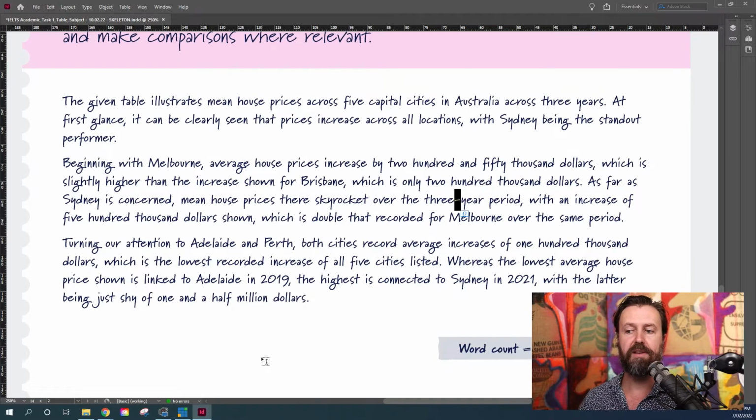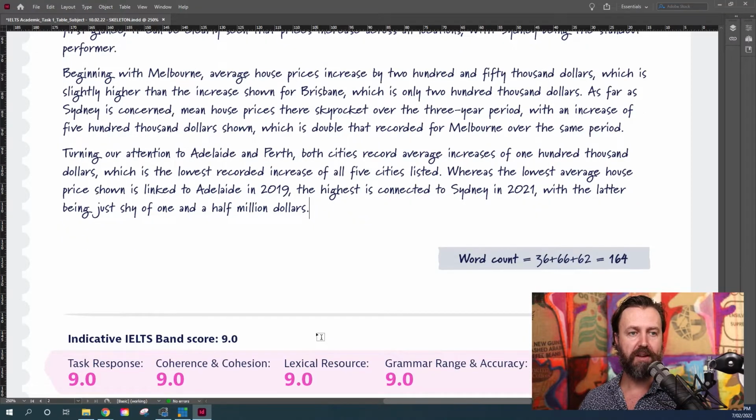It's a 3-year period. Now, when it comes to word count, we've got a word count of 36 plus 66 plus 62, which is 164. Now remember, the minimum for task 1 for academic and for general is 150. We don't want to aim for 150. We want to make sure that we go above that. So 160, 170, even up to 180 is fine.